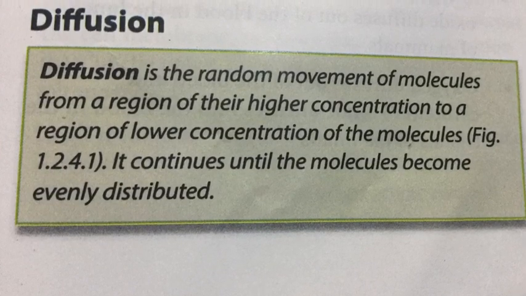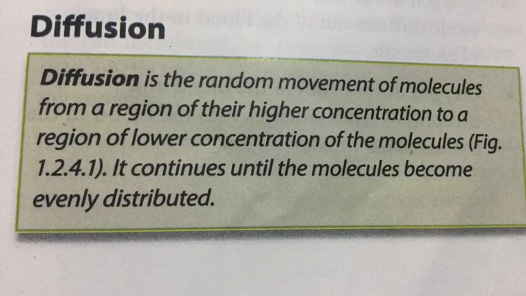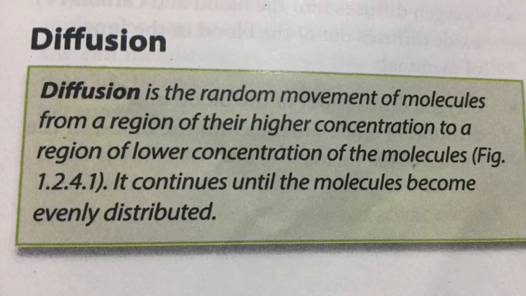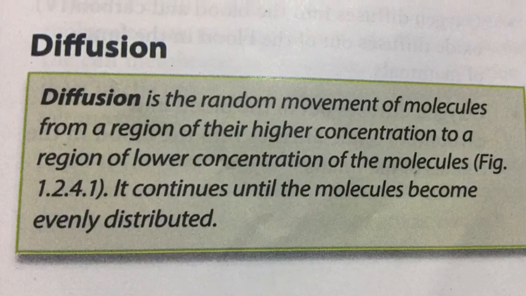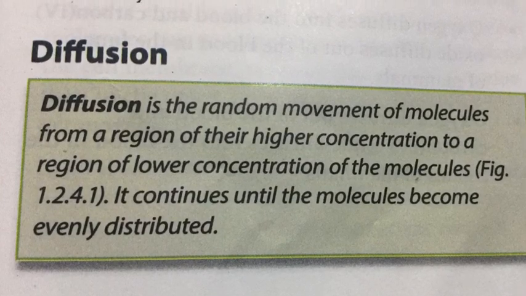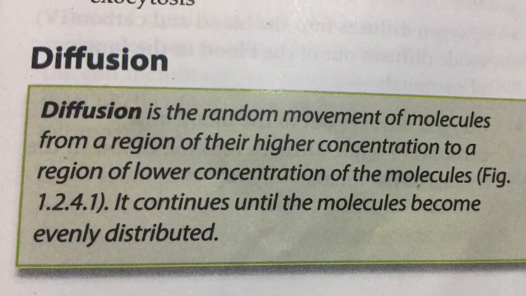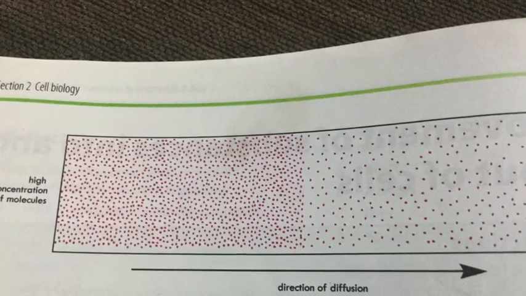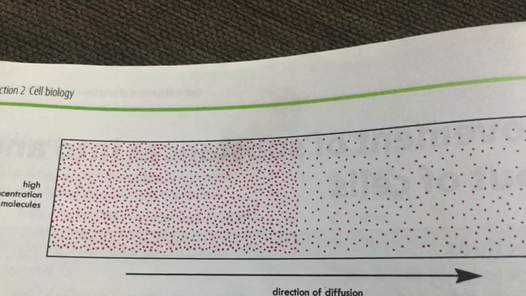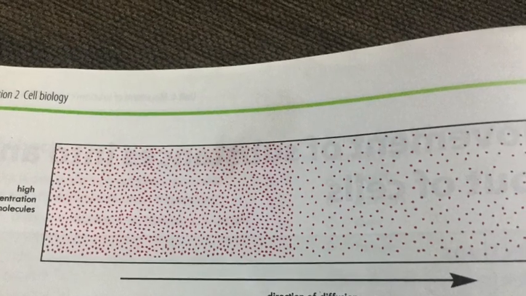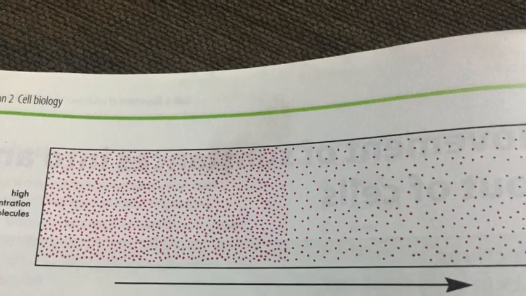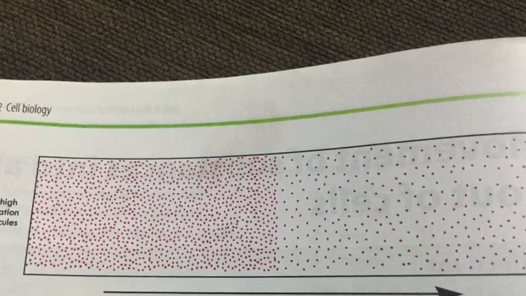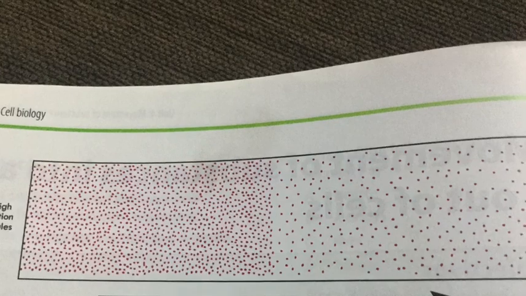Diffusion is the random movement of molecules from a region of their higher concentration to a region of lower concentration of the molecules. It continues until the molecules become evenly distributed. As you can see in the diagram, molecules are moving from the region of higher concentration to the region of lower concentration, and this process is known as diffusion. Cells do adapt to this process to get molecules from a region of higher concentration into their cytoplasm.